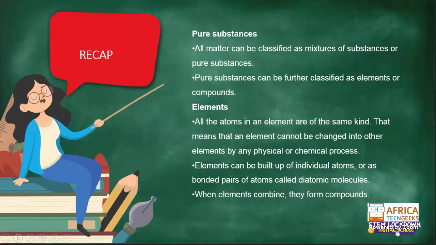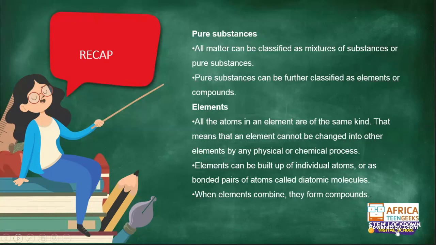So a quick recap on what we learned this week: we learned that substances can be classified as mixtures of substances, or they can be classified as pure substances. And these pure substances are either elements or compounds. Now, elements are all the atoms in an element. They are the same kind.